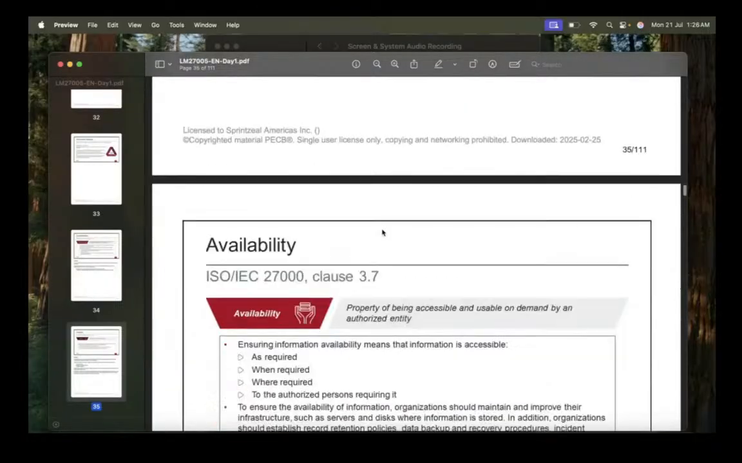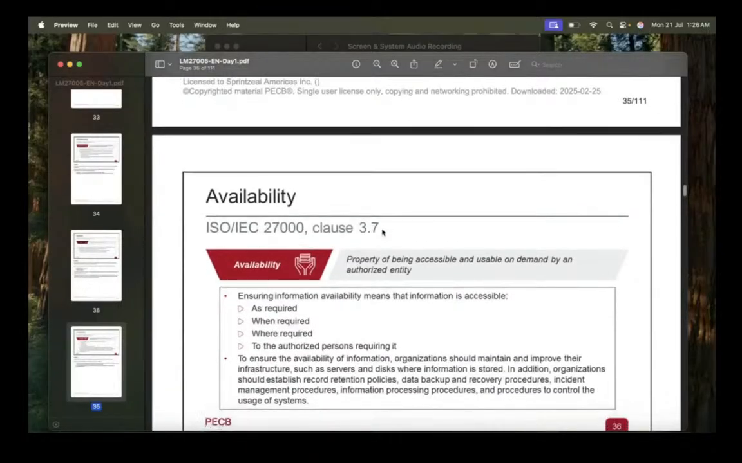And the third part of it is availability. As we have discussed, it comes under clause 3.7 of ISO 27000. Availability is the property of being accessible and usable on demand by an authorized entity. So, the property of being accessible and usable. What do we mean by that?